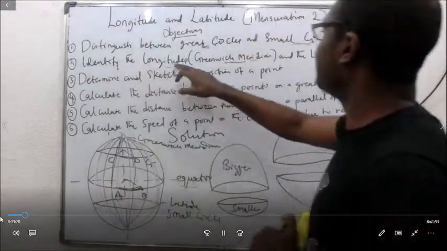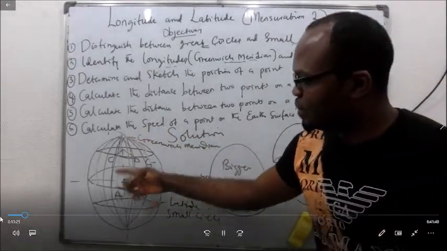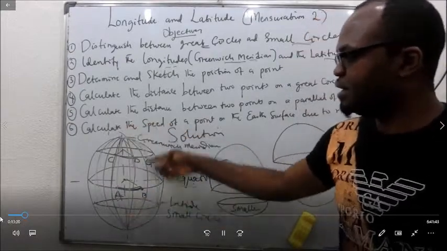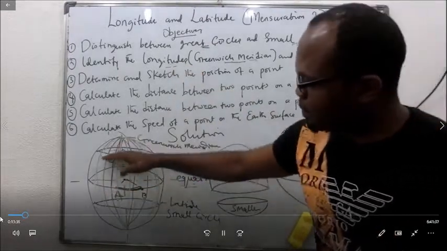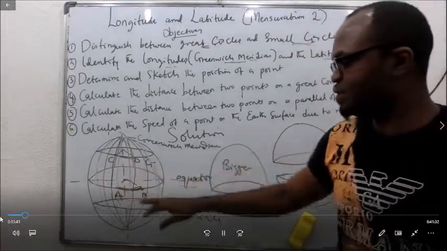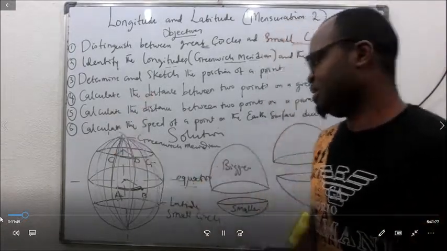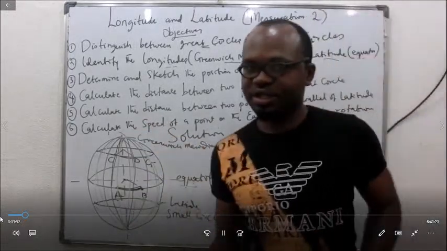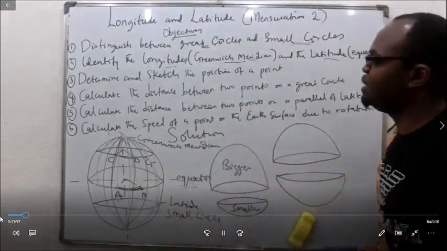Now, identify the longitudes and the latitudes. I told us that the vertical circles across the Earth's surface are known as the longitudes, whereas the horizontal ones are the latitudes. And the most important latitude is the equator, because it is a reference point for measuring other distances. Whereas the most important longitude is the Greenwich meridian, because it is also the reference point for measuring other points and meridians on the Earth's surface.